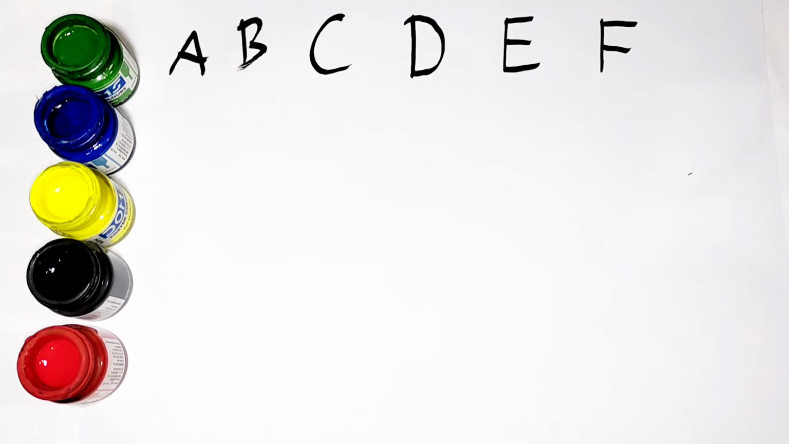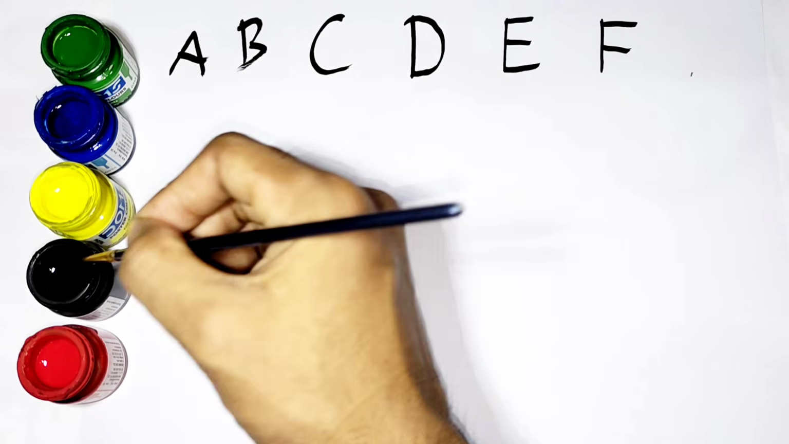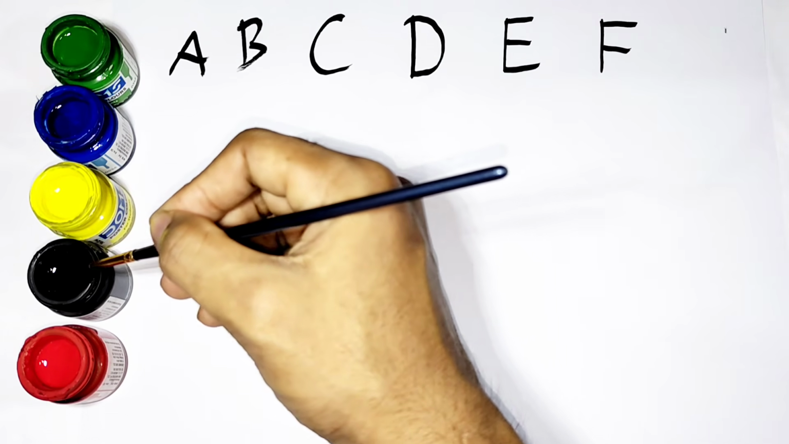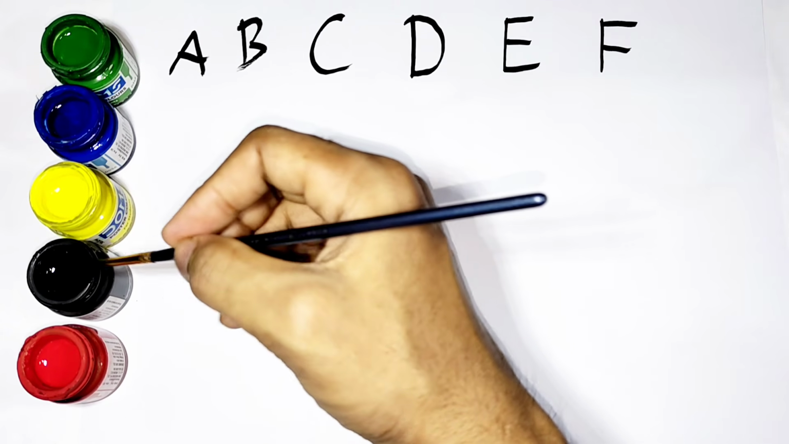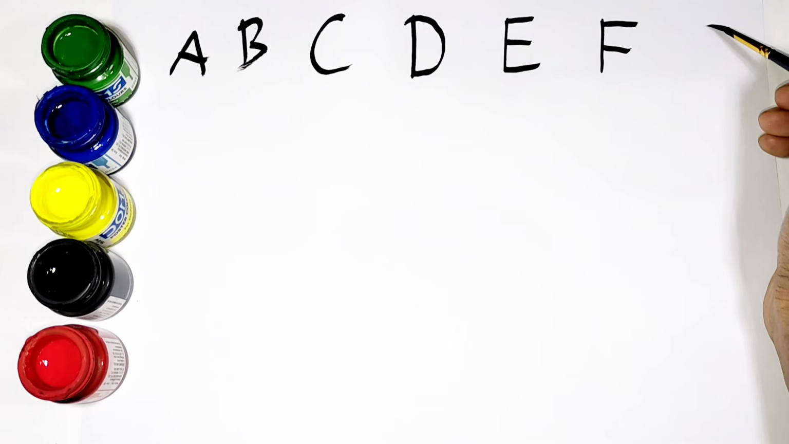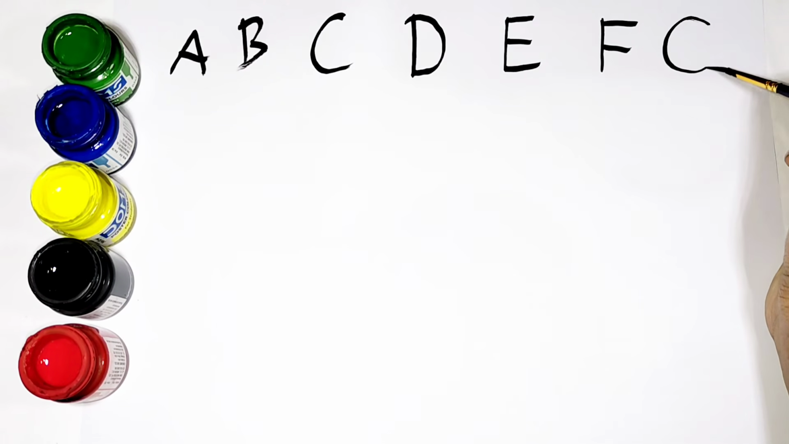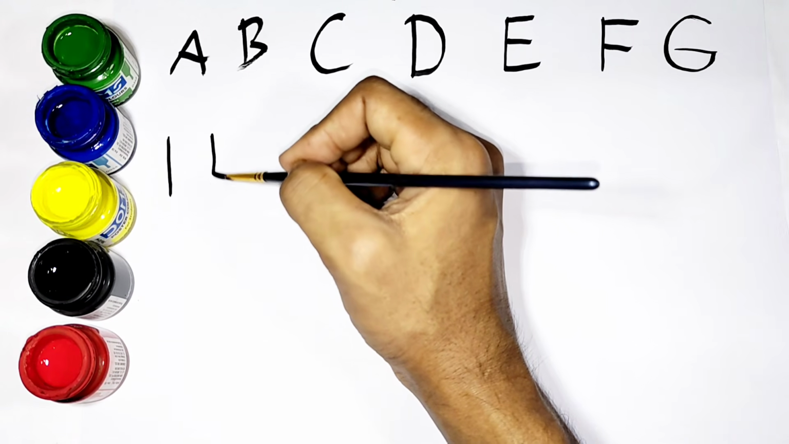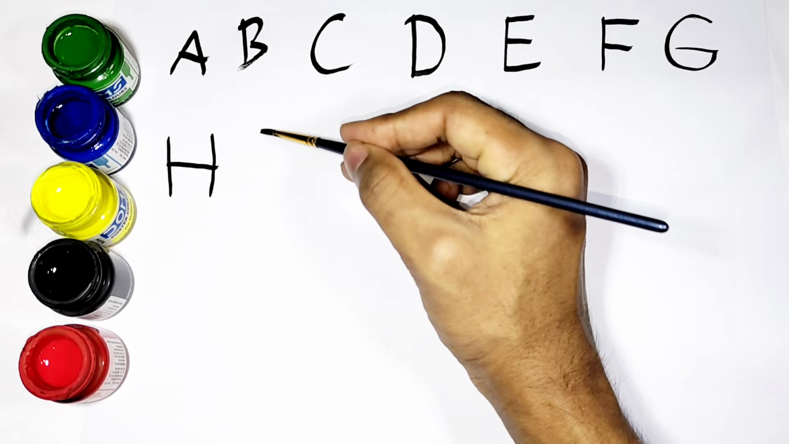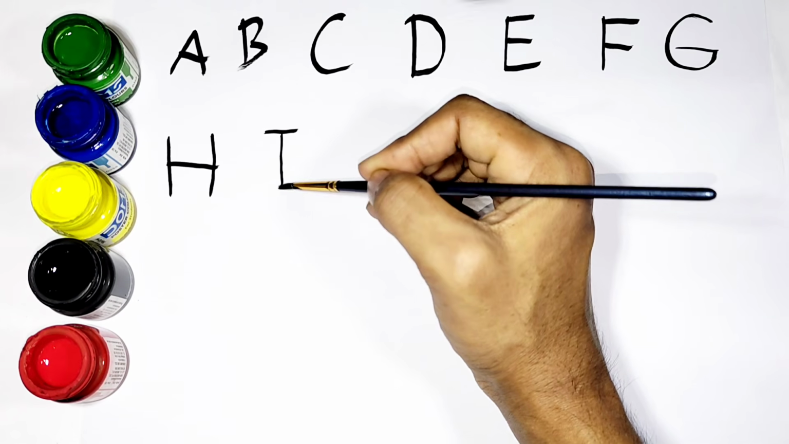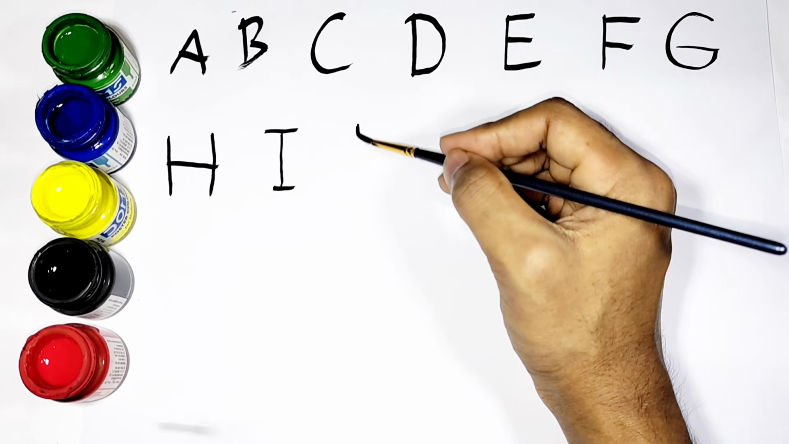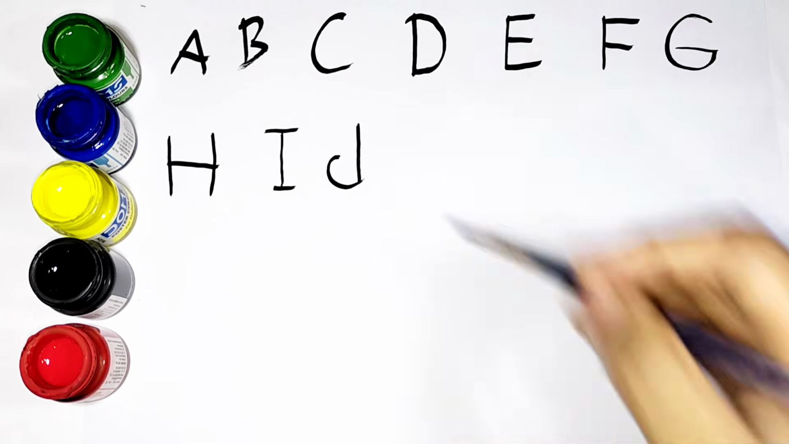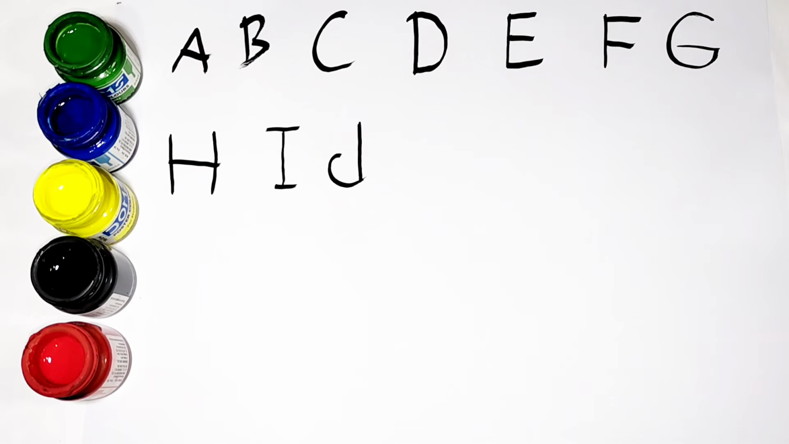Now we draw the alphabet of G. G for God. We again use the color of black. The next one is H. H for hand. Now we draw I. And the next one is J. The next one is K. K for kite.